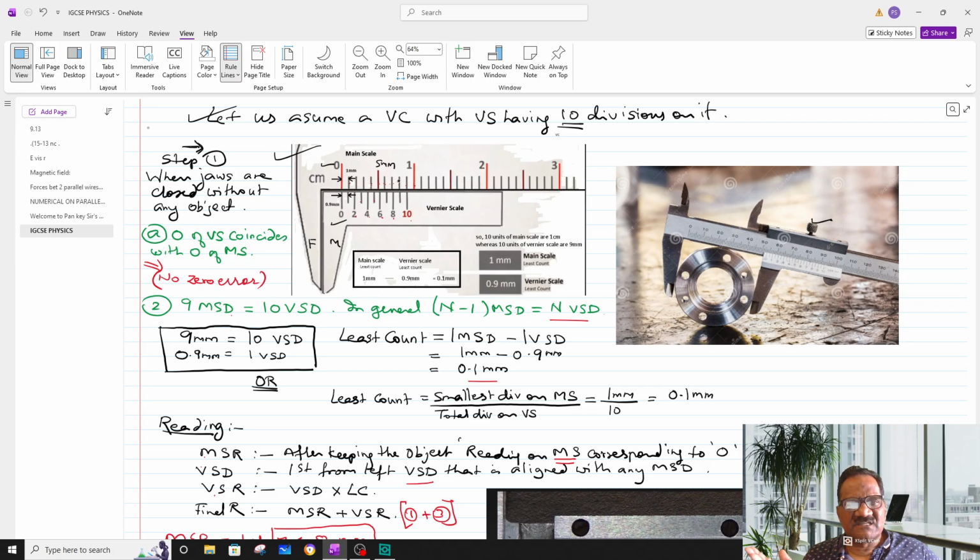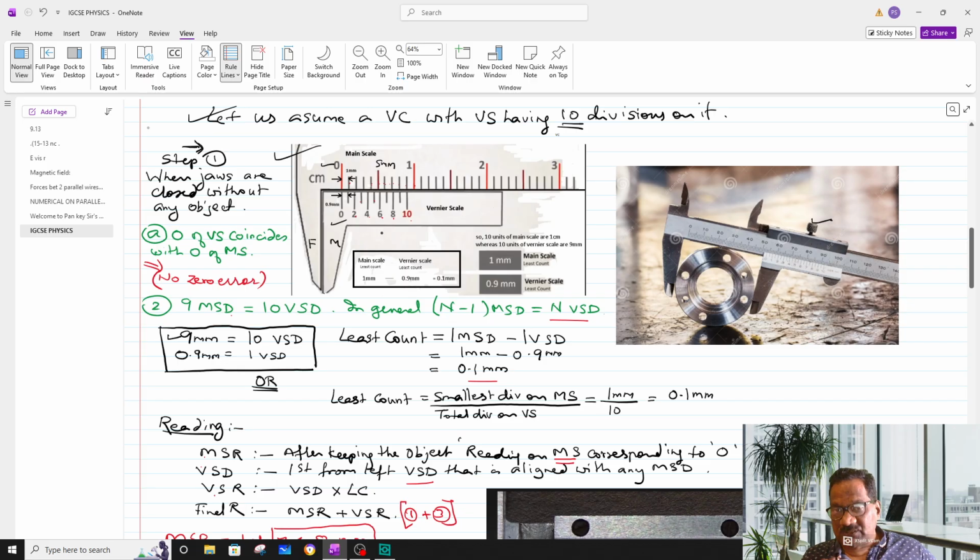9 main scale divisions means 9 millimeter. See, each division is 1 millimeter, right? So this is 1, 2, 3, 4, 5, 6, 7, 8 and 9 millimeter. So in 9 millimeter distance, these 10 vernier scale divisions are kept. So can I write 9 millimeter is equal to 10 vernier scale divisions? Vernier scale divisions, they don't have units.